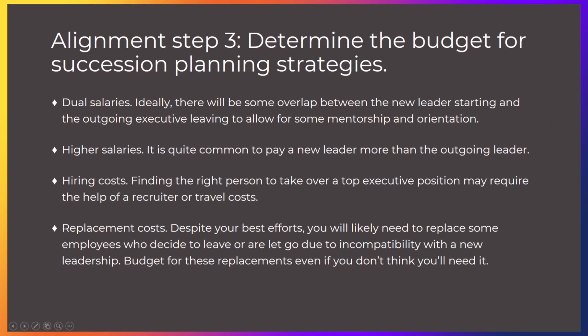Alignment step 3, determine the budget for succession planning strategies. Dual salaries. Ideally, there will be some overlap between the new leader starting and the outgoing executive leaving to allow for some mentorship and orientation. So see if you can do that. This is a line in the budget that you'll need to put in. Can we do dual salaries, even if it's for a week?